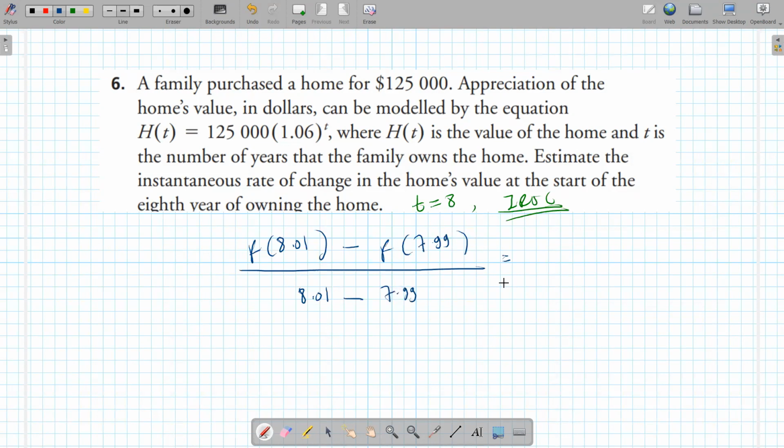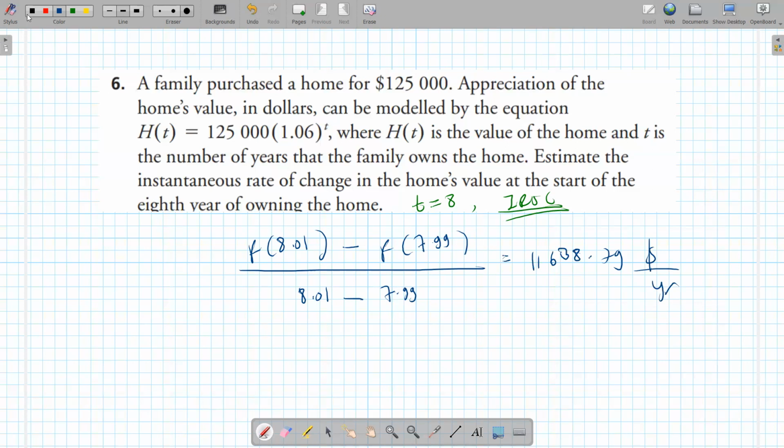Let's plug this in. So it'll be 125,000 times 1.06 to the power of 8.01 minus the same thing times 1.06 to the power of 7.99, divided by 0.02. I get 11,608.79. What's the unit? The value of the home over the number of years. So it'll be dollars per year, okay? Dollars per year. And that's it for this question.